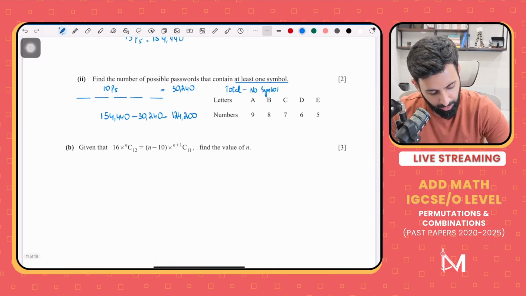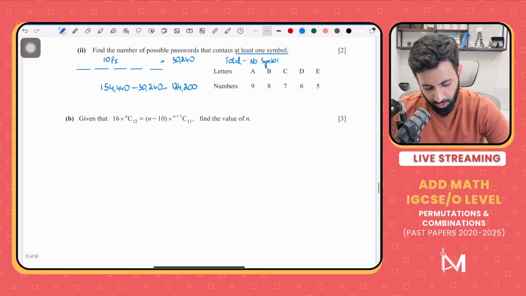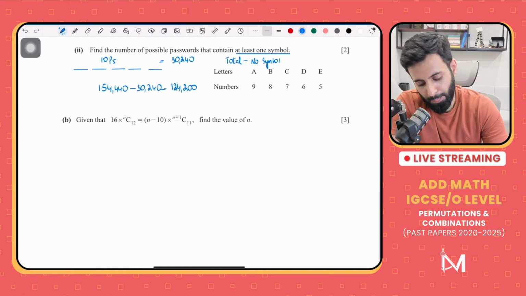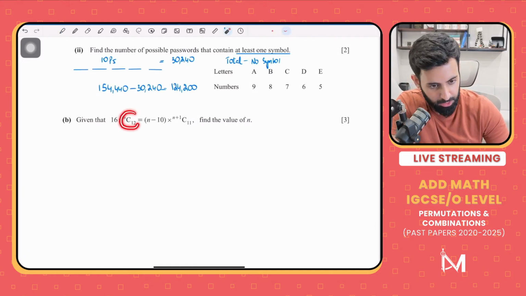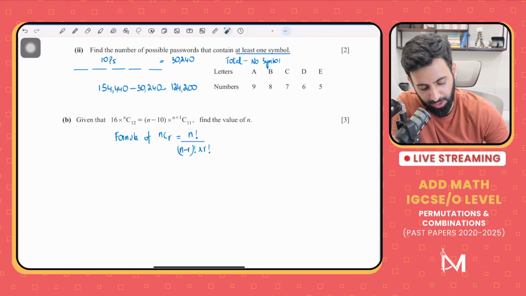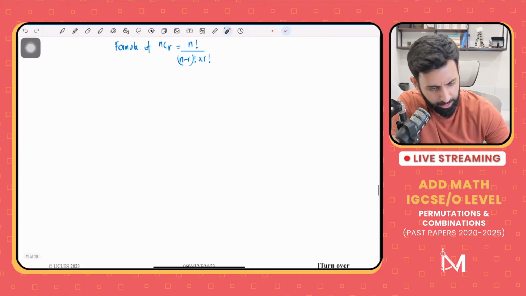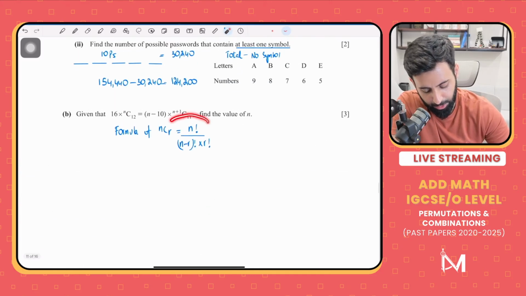Anyway, now given that 16 times nC12 equals (n minus 10) into (n plus 1)C11. Here we will use the formula of nCr, which is equal to n factorial upon (n minus r) factorial into r factorial. Why? Because if we write the expansion of nC12, that's going to take a while, and we don't have a lot of space. Even if we do, that's not a wise way of solving it. Instead, we're going to use the formula of nCr.